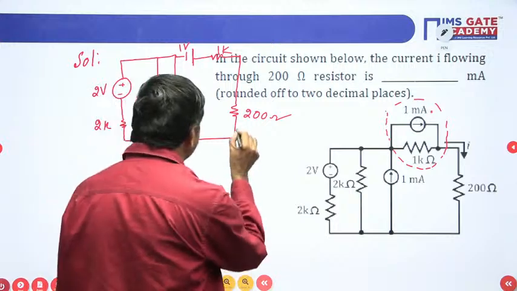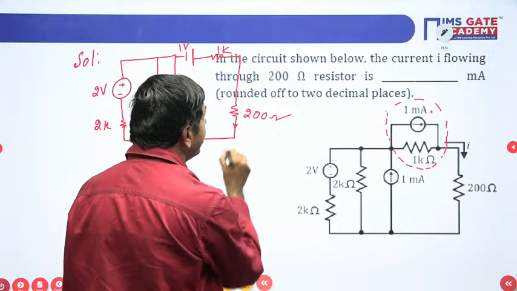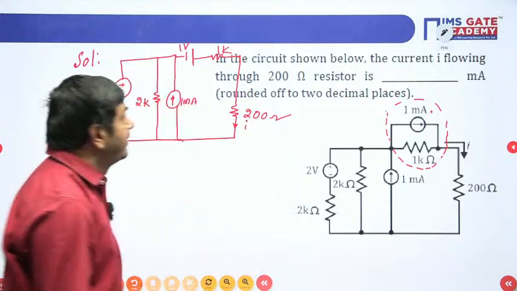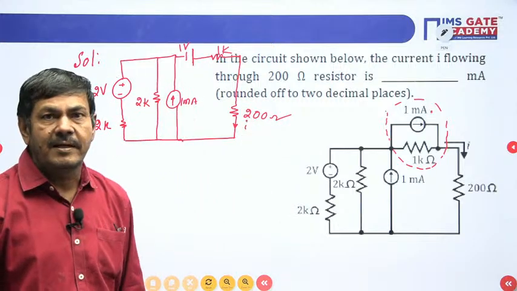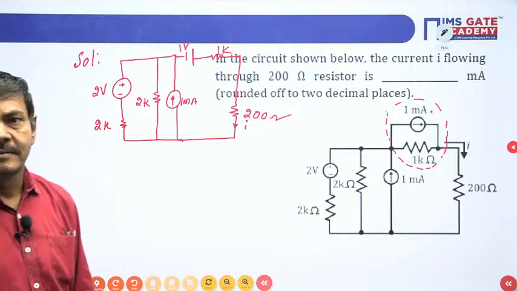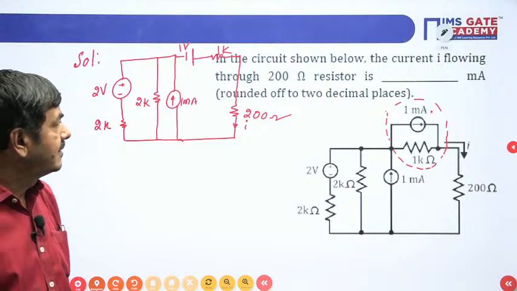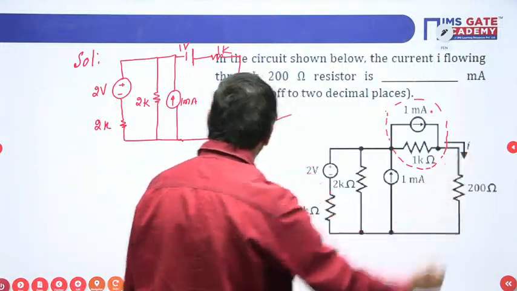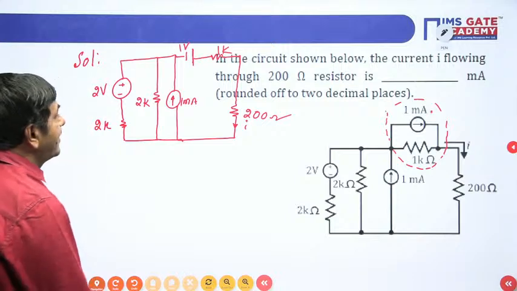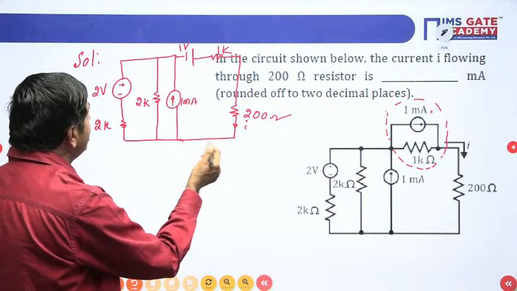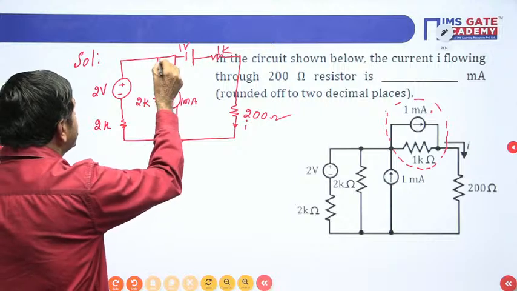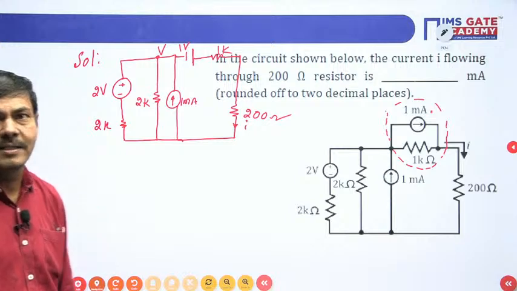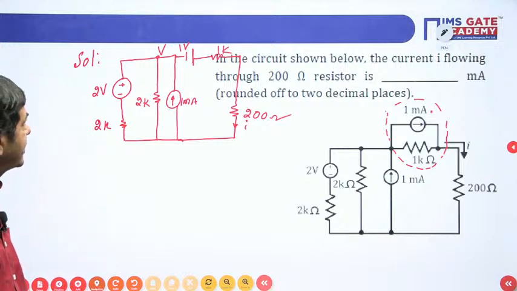We want current I this side. The current I is required. No need to find small i. This is the current required here, the current across this. But how can we tackle this now? By using nodal analysis, we can do this question. I selected this voltage as V. You select that point as V. Apply the nodal analysis, you will get the answer.